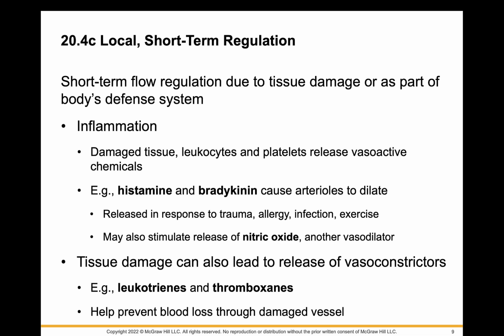Now, tissue damage can also result in the release of vasoconstrictors. And this makes sense if we're looking to help prevent the blood loss through damaged vessels. Examples of these vasoconstrictors would be leukotrienes and thromboxanes. These are actually eicosanoids that we've talked about previously, and we know that they act as local chemical messengers.